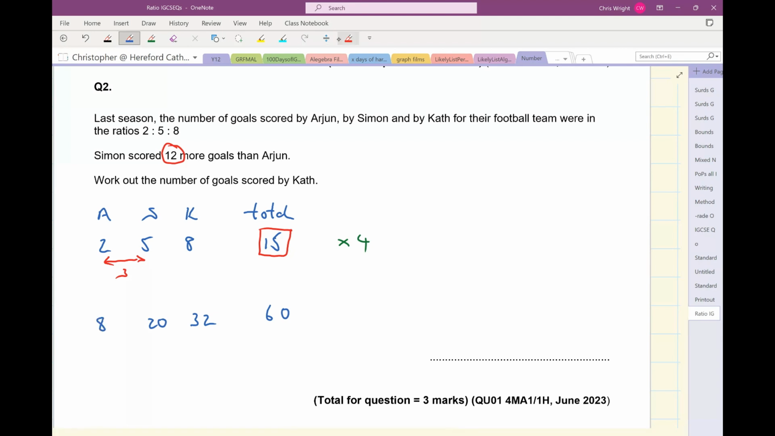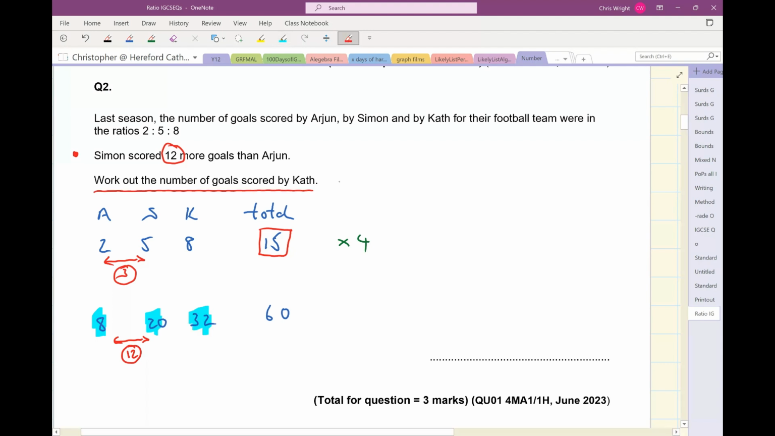Now the difference between Simon and Arjun's goals is 12. Look, 4 times the 3, right? So when it says Simon scored 12 more goals than Arjun, I now know that Arjun scored 8, Simon scored 20, and Kath scored 32. So I can simply write down the number of goals scored by Kath, 32. And that's question 2 done.